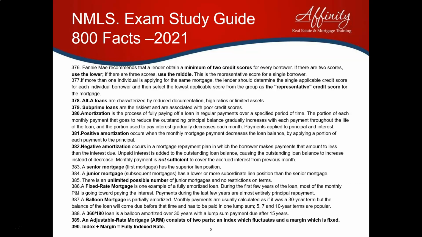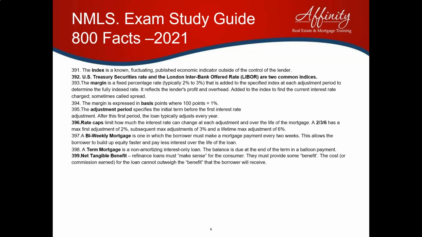A 360/180 loan is a balloon payment amortized over 30 years with a lump sum payment due after 15 years. An adjustable rate mortgage, an ARM, consists of two parts, an index, which fluctuates, and a margin, which is fixed. Index plus margin equals the fully indexed rate.